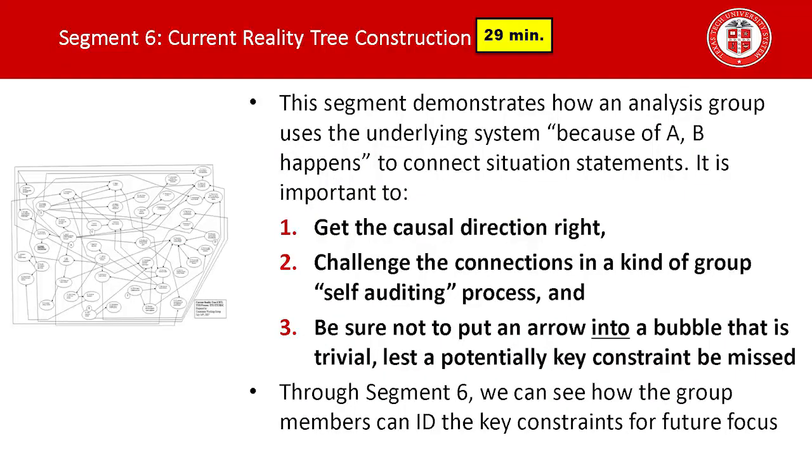Segment 6 is actually the current reality tree construction demonstration. It shows how an analysis group uses the underlying system, because of A, B happens, to connect situation statements. It's important to get the causal direction right, because of A, B happens, and to challenge the connections in a kind of group self-auditing process. And be sure not to put an arrow into a bubble that's trivial, lest a potentially key constraint be missed. You'll see how that happens in the demonstration. Through segment 6, we can see how the group members can identify the key constraints for future focus.